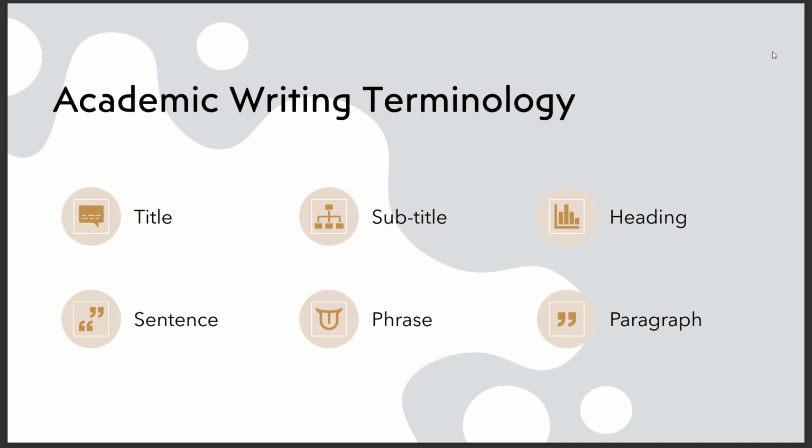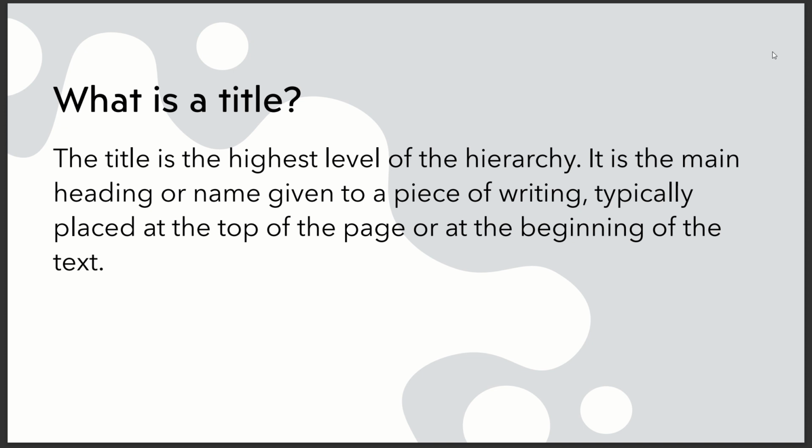So what are they? Let's look at each separately. What is the title? The title is the highest level of the hierarchy. It is the main heading or name given to a piece of writing, typically placed at the top of the page or at the beginning of the text. So as you can see, we have written here the highest level of the hierarchy.